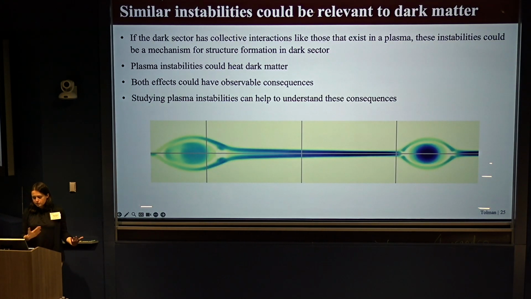So we've just discussed a very typical plasma instability and recent research that has been conducted on it. If the dark sector has collective interactions like those that exist in a plasma, so again, these are very constrained, but if they exist, these instabilities could be a mechanism for structure formation in the dark sector. Plasma instabilities could also heat dark matter, and both effects could have observable consequences. So studying plasma instabilities can help us to understand these consequences.